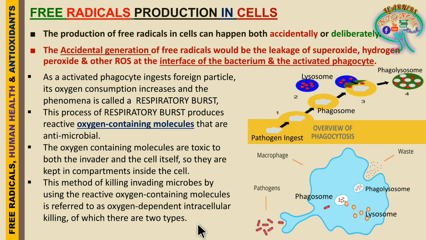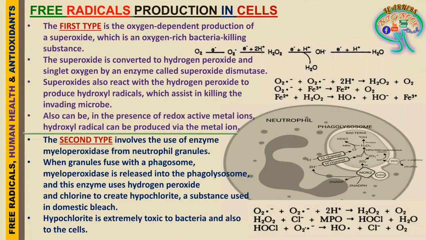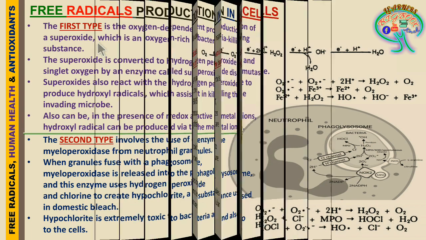So that will be discussed. Now after this, what will happen? Whatever pathogen has been killed, that will be removed by the macrophage cell, and it will be liberated into the external environment as waste. Now the first type is the oxygen dependent production of superoxide.